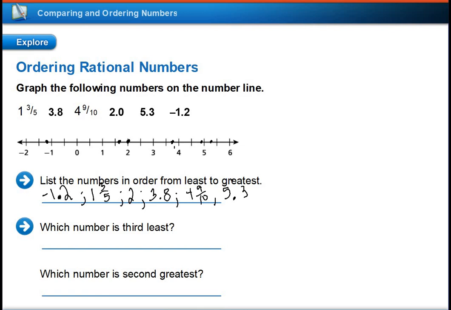All right, so when I'm looking at this, which is the third least number? Well, this is my least. So then this would be my second least, and then 2 would be my third least. What is my second greatest number? So 5 and 3/10 is my greatest, so 4 and 9/10 would be my second greatest.